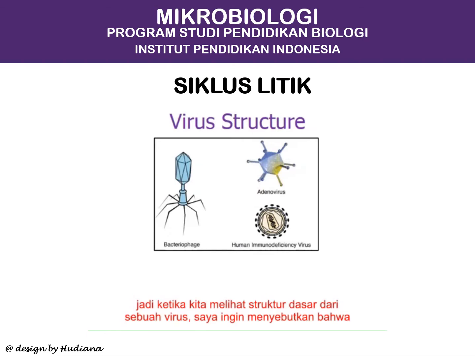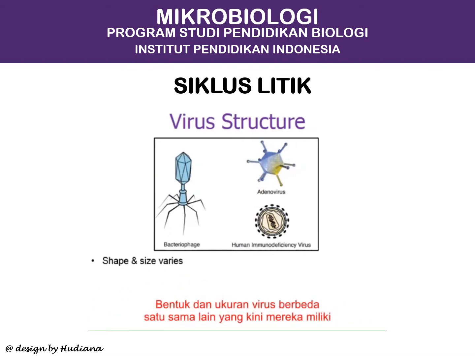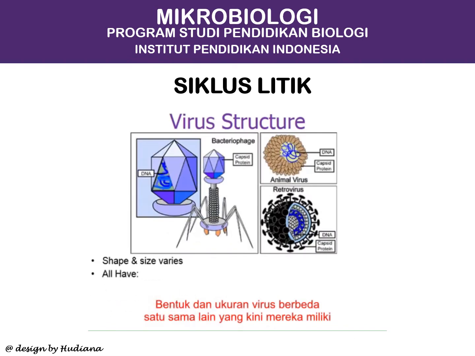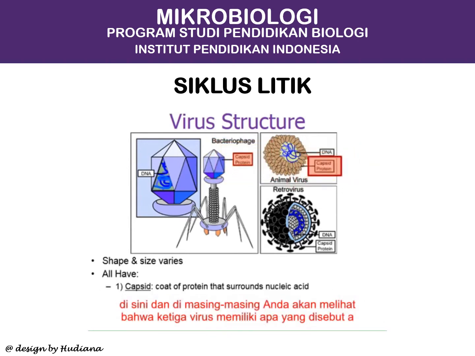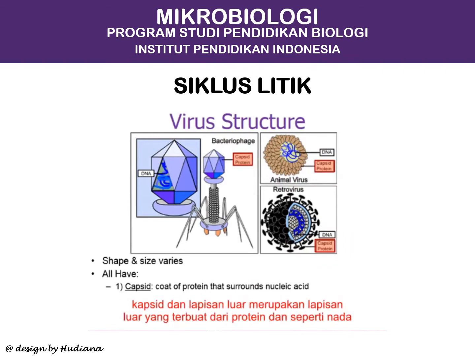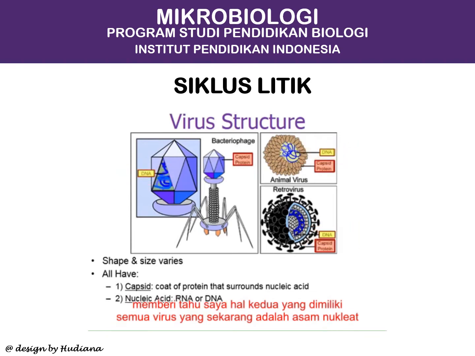So when we look at the basic structure of a virus, I want to mention that the shape and the size of viruses differ from one another. Now, they all do possess a few characteristics in common. For instance, you look at the three drawings here, and in each you'll see that the three viruses all have what's called a capsid, an outer coating, an outer layer made up of protein. And like the notes say, the protein coat or the capsid surrounds nucleic acid. Well, that tells me the second thing that all viruses have, which is nucleic acid.